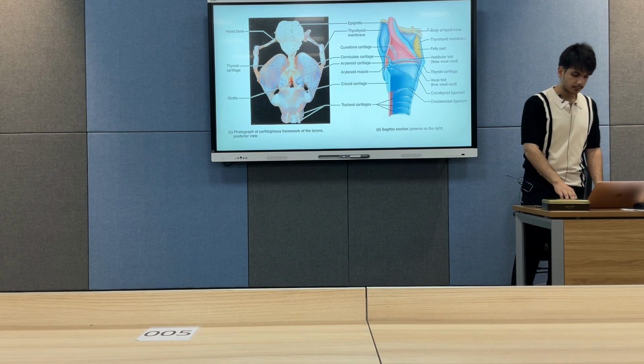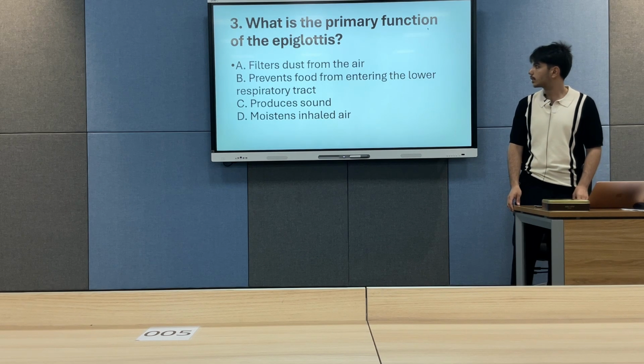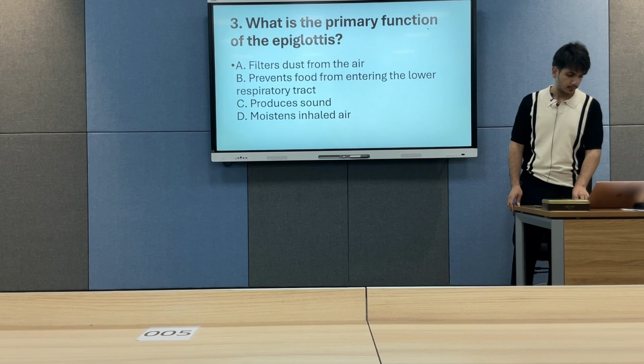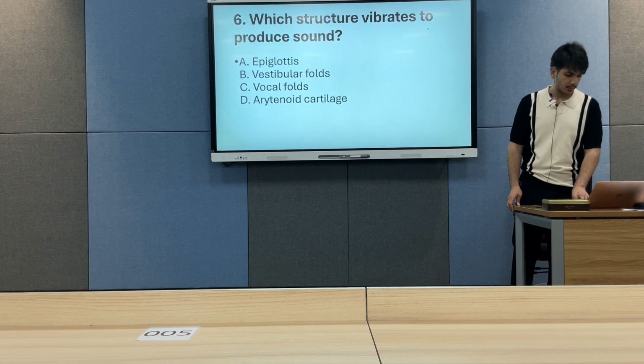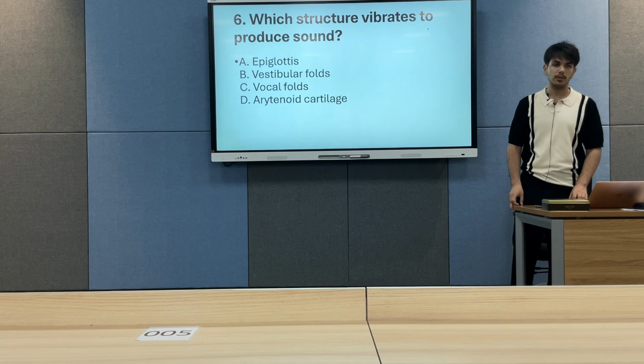Move on. What is the primary function of the epiglottis? B. Prevents food from entering the lower respiratory tract. That's correct. And which structure vibrates to produce sound? C. The vocal cords. Correct.